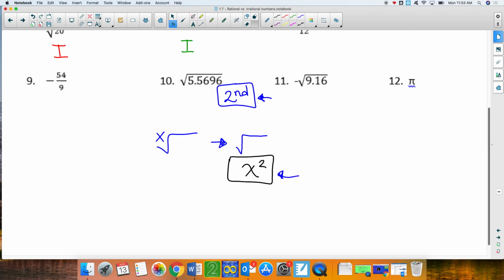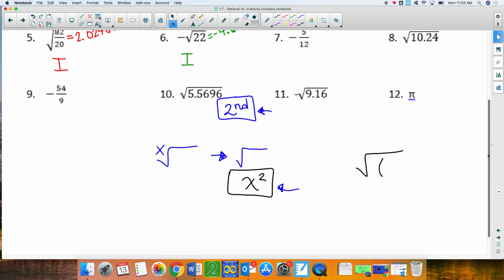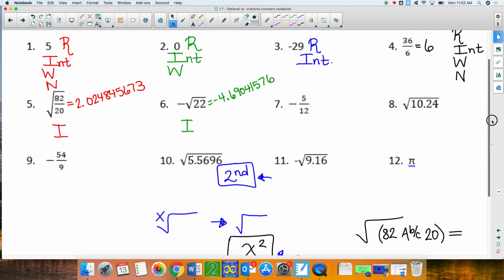And that's going to pop up on your screen as square root and then a parenthesis. And then you're going to plug in whatever is underneath your square root in the problem. So on the last one, I plugged in 82. And then I plugged in, I did it as a fraction. I plugged in my ABC button. That's what a fraction is. And then 20, and then parentheses. And then I hit enter or equals. Okay, so just make sure you know how to plug that in on your calculator.